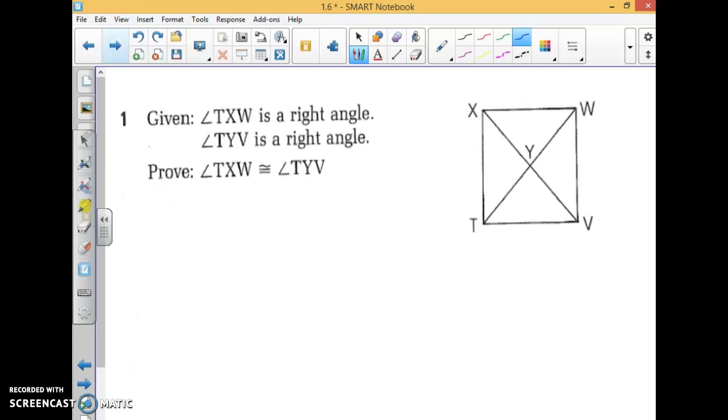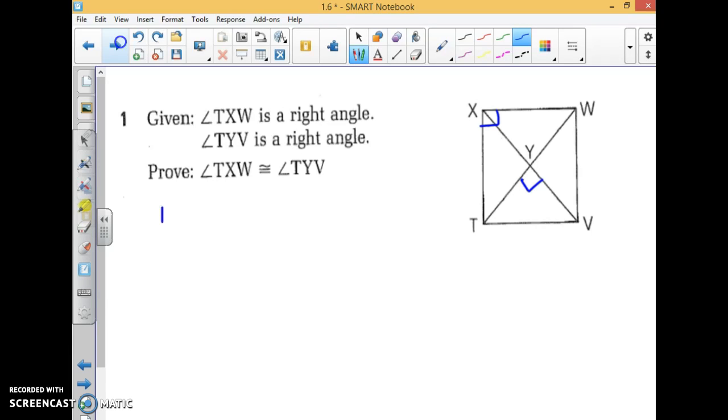Okay, let's get into our first proof here. As with any proof, there's going to be given information a lot of the time. Start by marking that on our drawing. Angle TXW is a right angle. We can mark that. And angle TYV is a right angle. We can mark that. Again, it might not look like that in our drawing, but our drawing might not be drawn to scale. So let's start our paragraph proof.